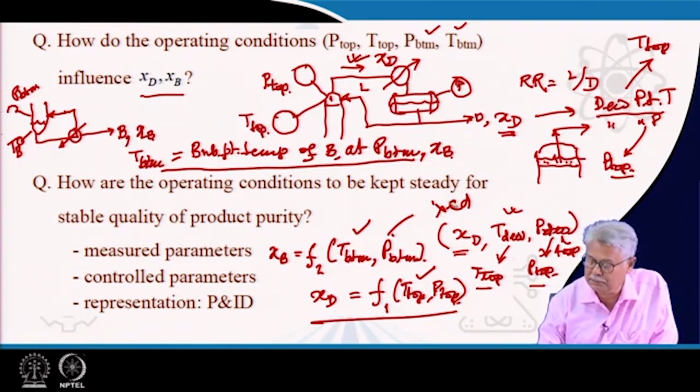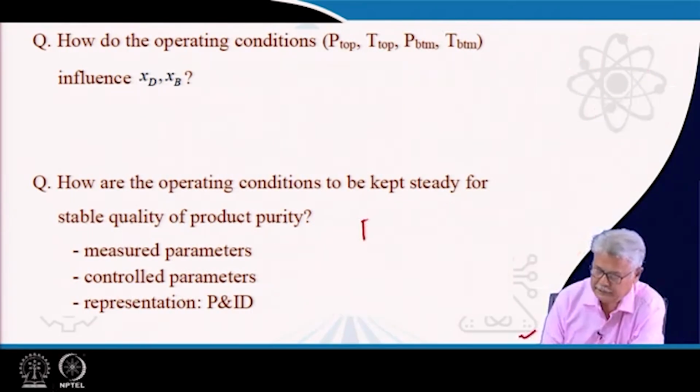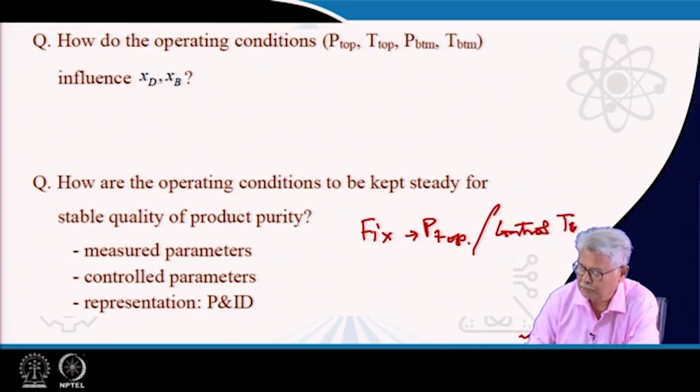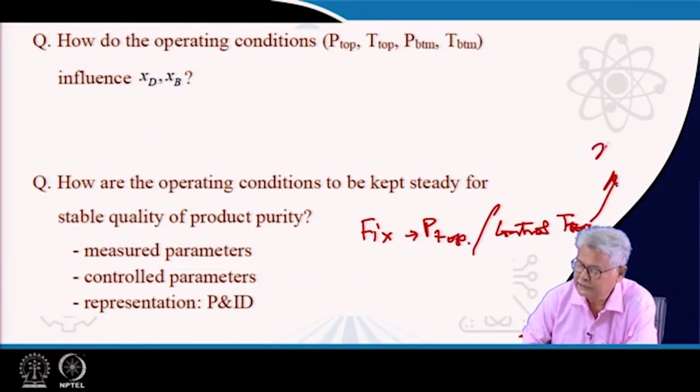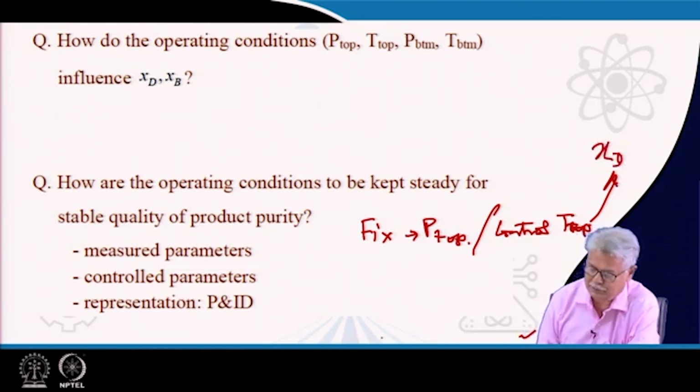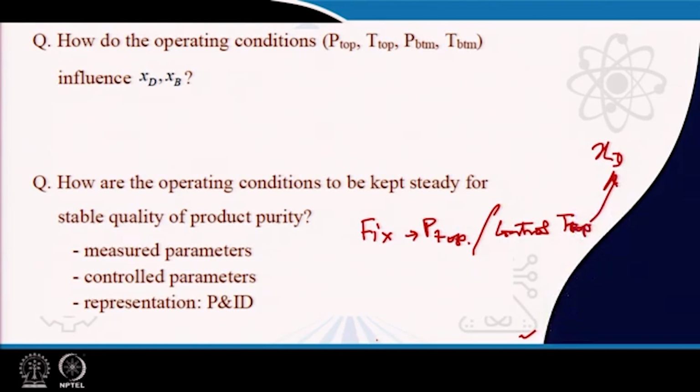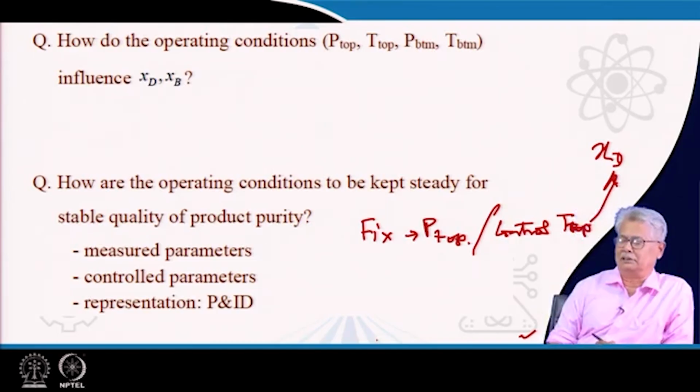It is a column top pressure which is kept fixed. We fix P top, we control T top, and the result is basically a fixed x d to the desired value. Now, once you fix P top, you will find your column bottom pressure will also get fixed.